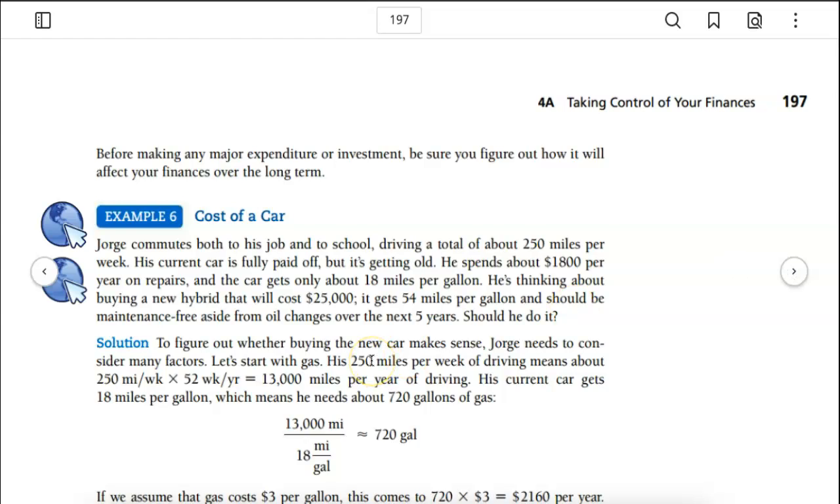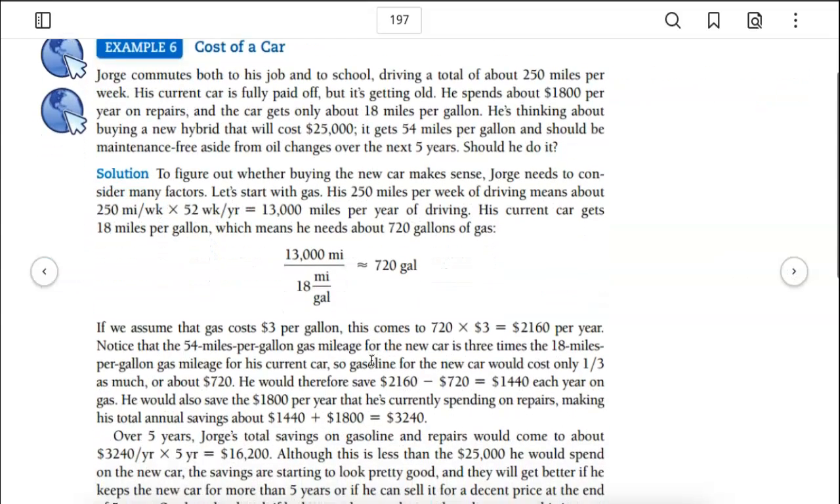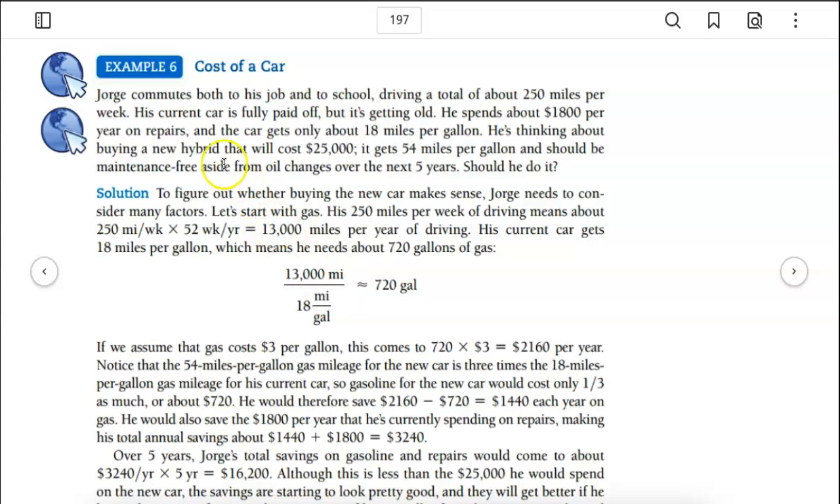On page 197, here's a pretty good example of how you might use budgeting or comparison that goes back to some key skills that we learned in a previous chapter on unit conversion. So look through this example, cost of a car. You can try an example like it, or even watch the video of this particular example being worked through.